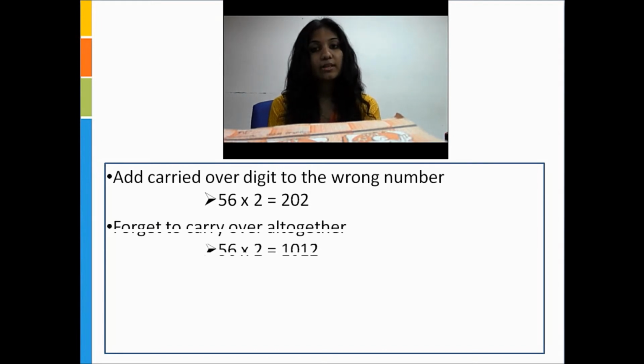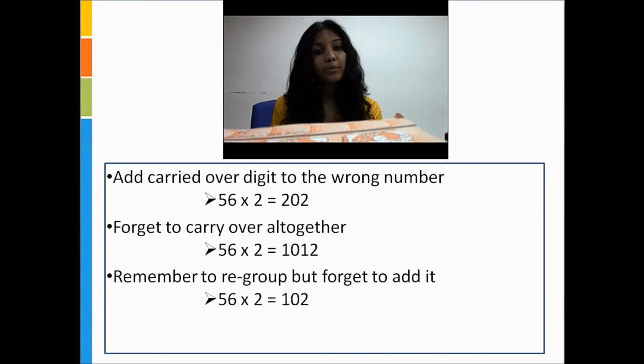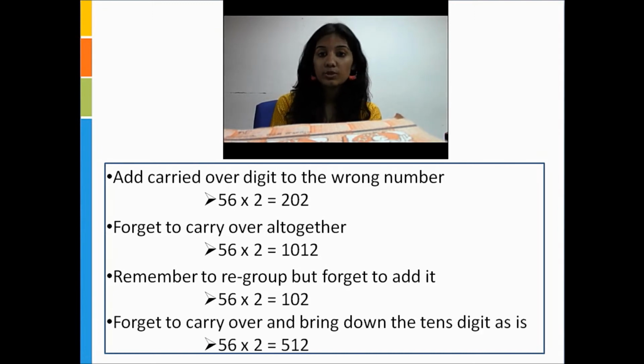Another common error is that students may forget to carry over the 1, getting an answer of 1012 by multiplying 6 into 2 and then 5 into 2. Some students may remember to regroup the 12, but while multiplying 5 into 2 may forget to add the 1 to this product, getting an answer of 102. Although rare, it is possible that students multiply the 6 into 2 to get 12 and then merely bring down the 5 to get an answer of 512.